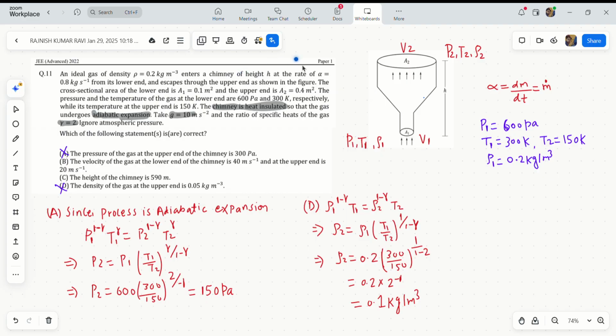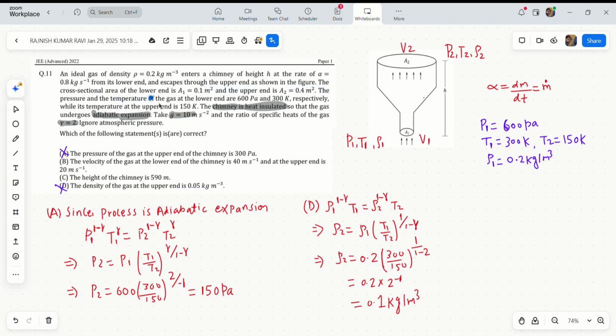I am here with a problem of physics taken from thermodynamics, and this problem was asked in JEE Advanced 2022. In this problem, an ideal gas of density rho equals 0.2 kg per meter cube enters a chimney of height h at a rate of alpha from its lower end and escapes through the upper end as shown in the figure.